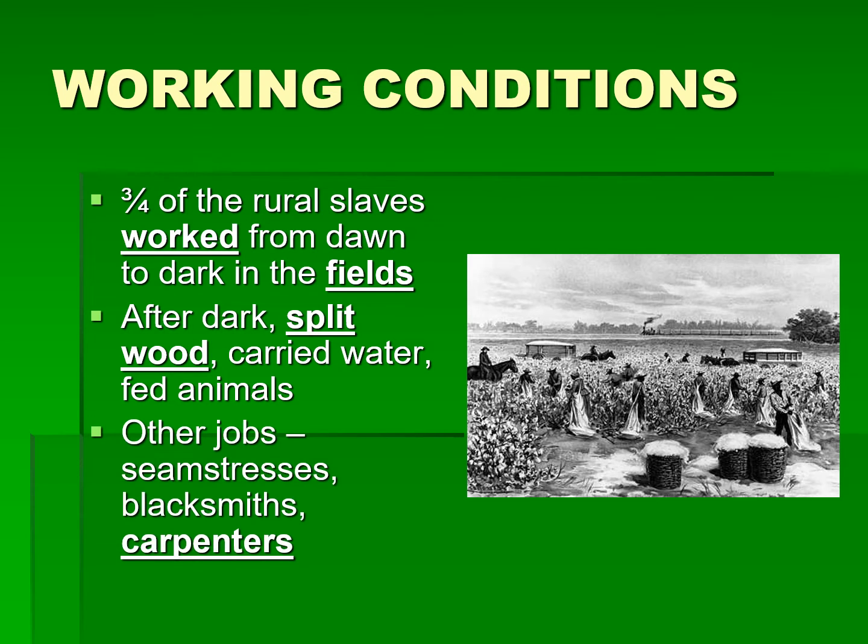Now, slaves also had a number of other jobs besides working in the fields. There would have been seamstresses, blacksmiths, carpenters. You also would have had a group of slaves in these areas called house slaves. They would have been your cooks. Basically just like the term would imply, they're working in the homes of their owners. Okay. And so this is just a general overview of the working conditions.